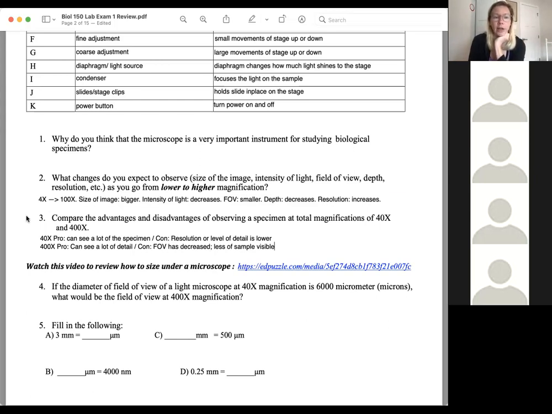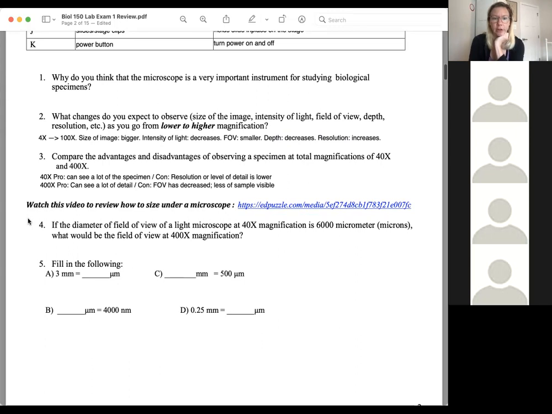All right, on your lab exam there will definitely be some calculations concerning the field of view. You'll be given some information like this and asked to calculate the field of view at some different magnification. So first of all, what formula are we going to use? M1D1 equals M2D2. Exactly. So how would we set that up here?